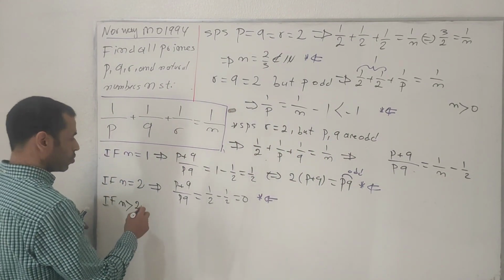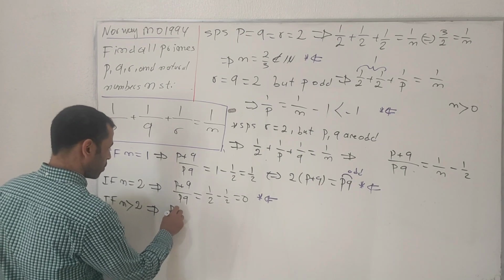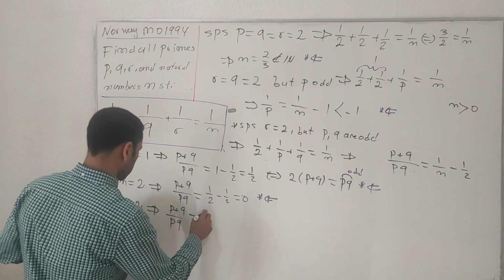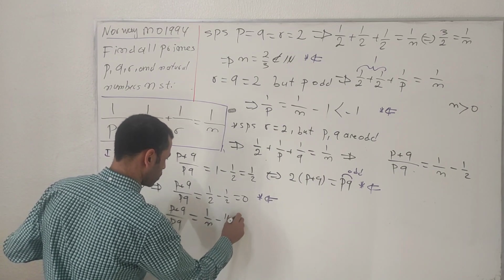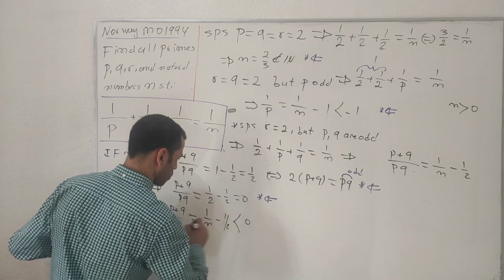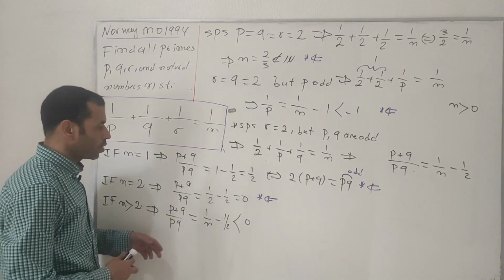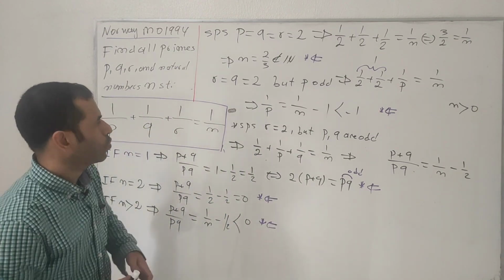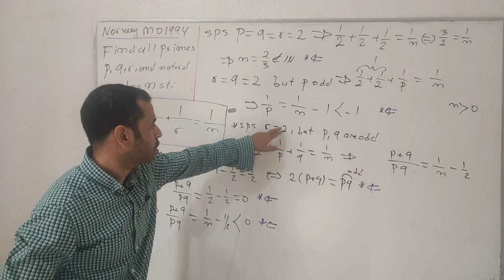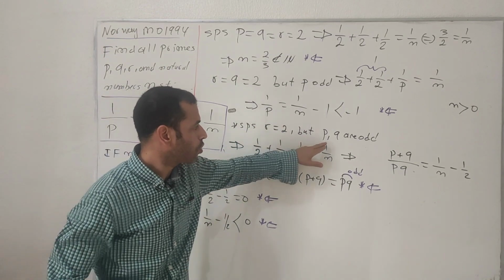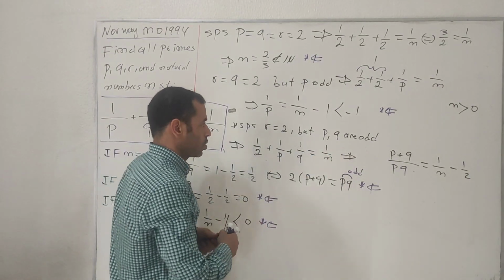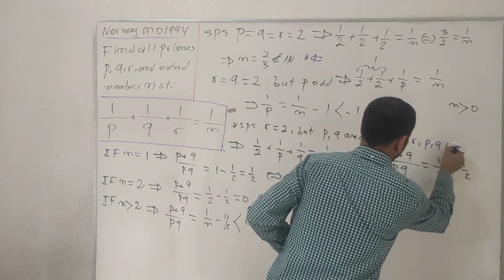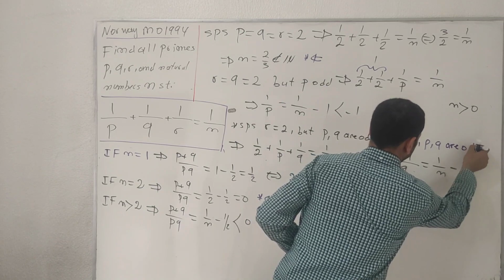If n is strictly superior than 2, this one is telling us (p plus q) over the product pq, which equals 1 over n minus half, is strictly inferior than 0, because it's negative. Which is clearly a contradiction. What have we contradicted? We have contradicted r equals 2 being even. It's impossible, which means all these primes are odd. So this one is telling us r, p and q are odd.